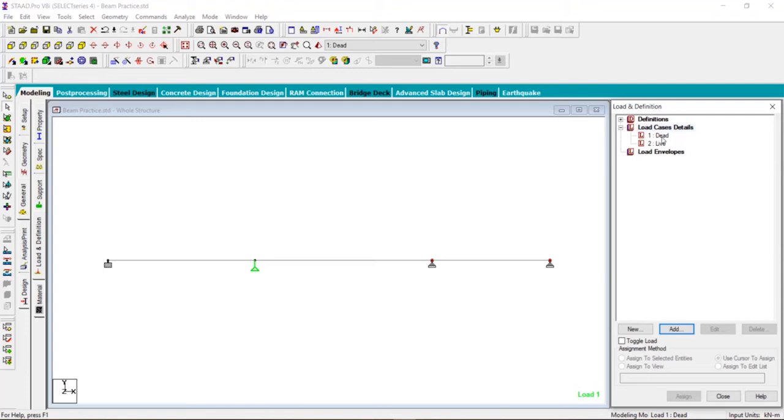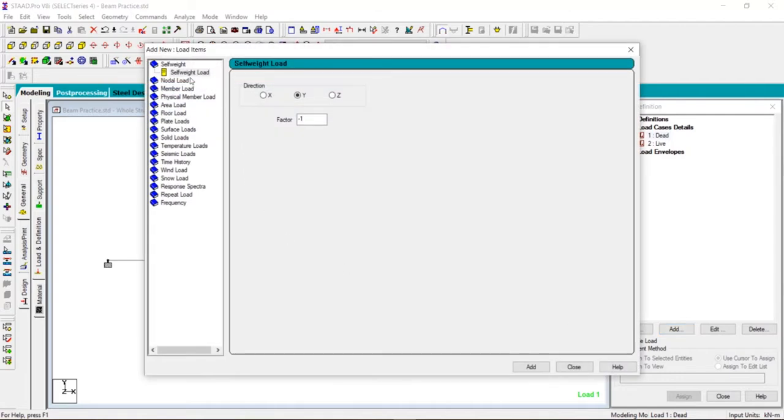Here we have only defined the types of the load that we will be applying. We haven't yet applied any kind of load on our structure. In the dead load type, we got various types of load. So here we will apply the self weight first. Let us click on dead and then click on add.